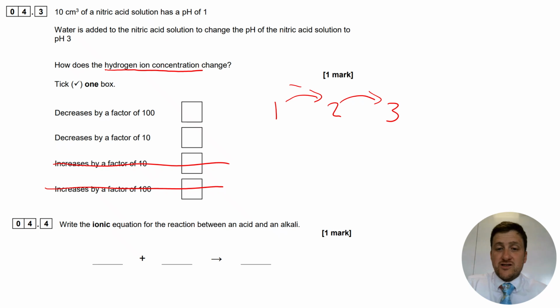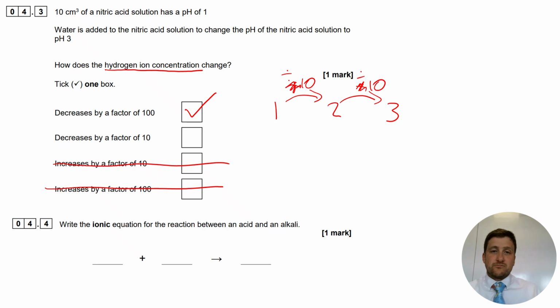And then the next bit is knowing that for every one step of pH, the hydrogen ion concentration decreases by a factor of 10. So in reality, it's not times by 10, it's divide by 10. So divide by 10 twice is the same thing as saying decreases by a factor of 100.